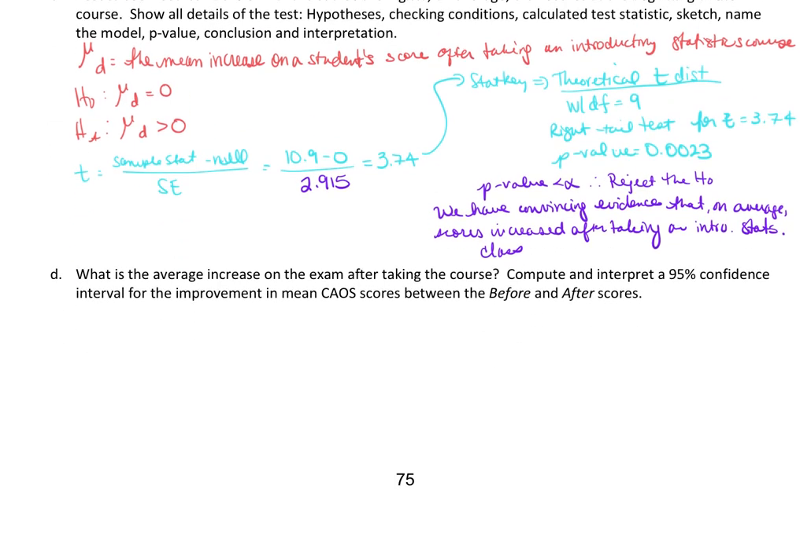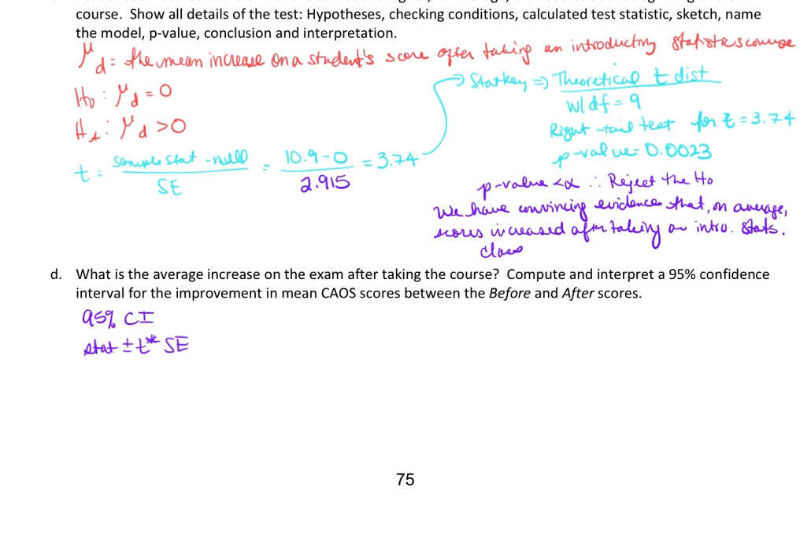And then part D asked us, what is the average increase on the exam after taking the course? Compute and interpret a 95% confidence interval for the improvement in mean CAOS scores between the before and after scores. So here, what we're looking for, and if you go back to your formula sheet, you'll see this on there. We are looking for a 95% confidence interval. So here, that means we are looking for our sample stat plus or minus T star times our standard error. And remember, our standard error is 2.915. Our degrees of freedom is 9.